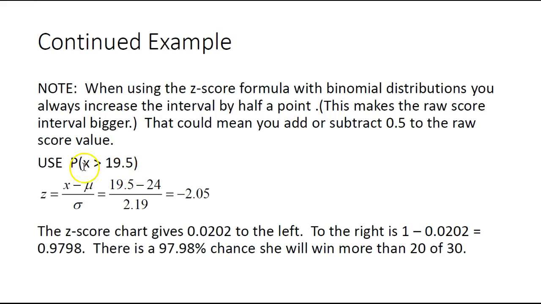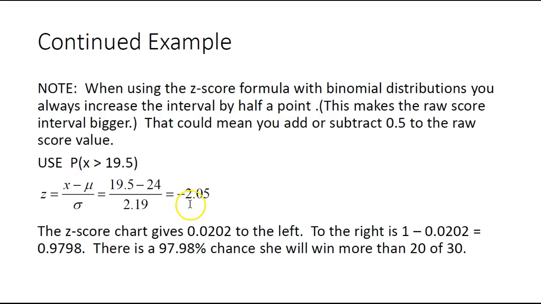Then we look at the z-score formula. We just calculated the mean and the standard deviation. Plug in that 19.5, and we'll get a z-score of negative 2.05. At this point, everything works the same as how we work with z-scores: right, left, subtract from 1, intervals in between. The only adjustment really is making the interval bigger.